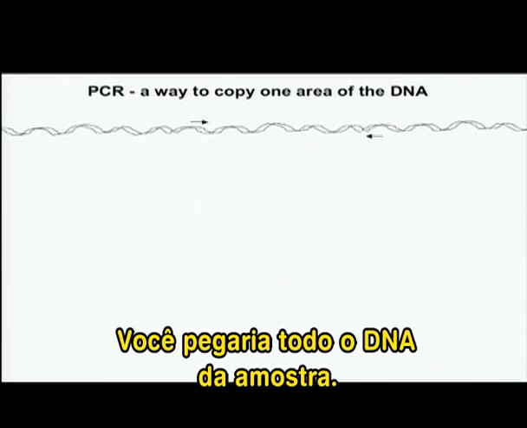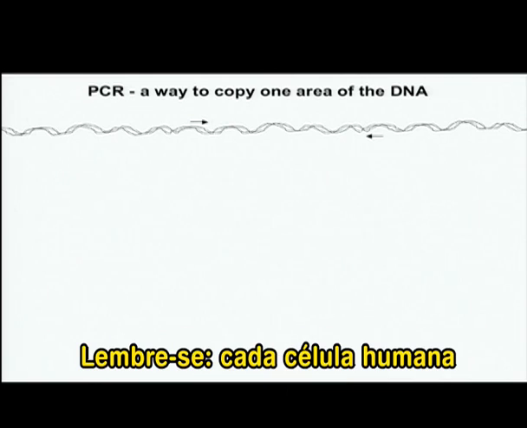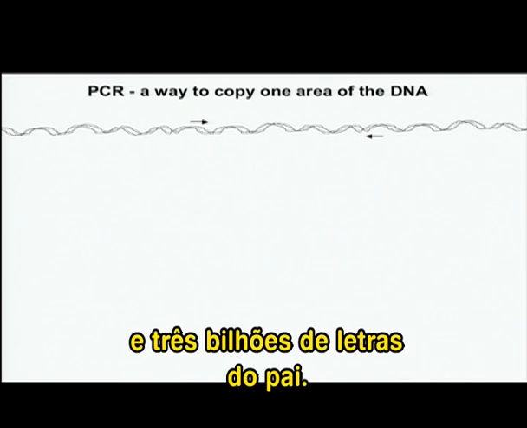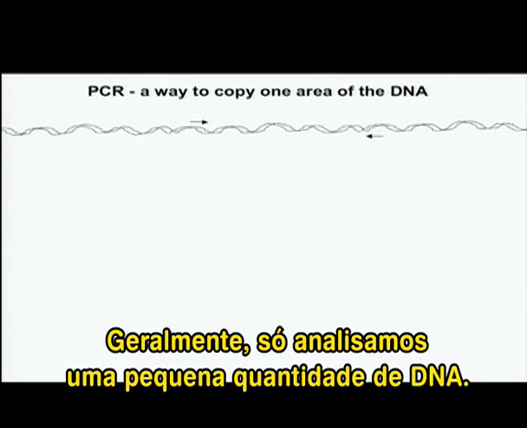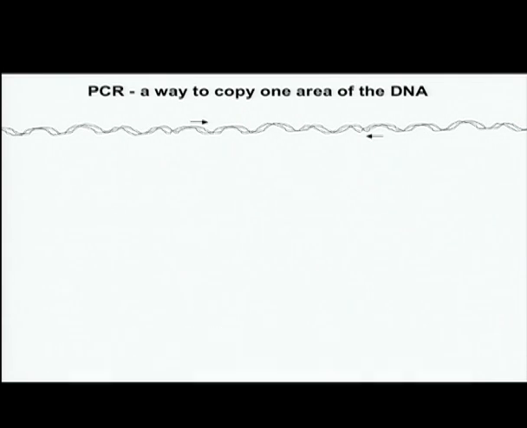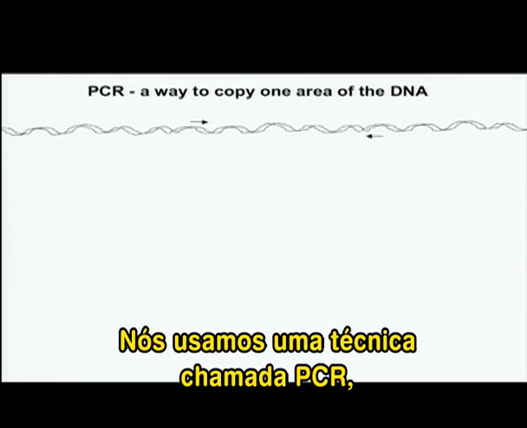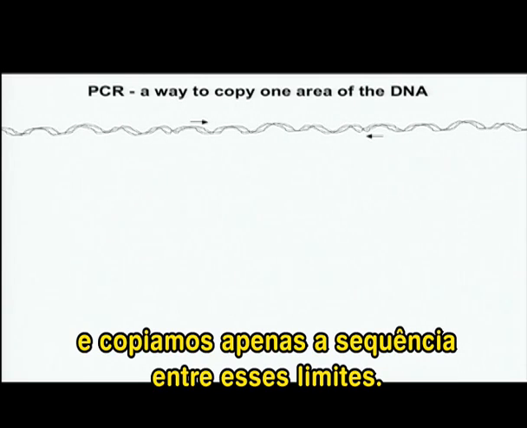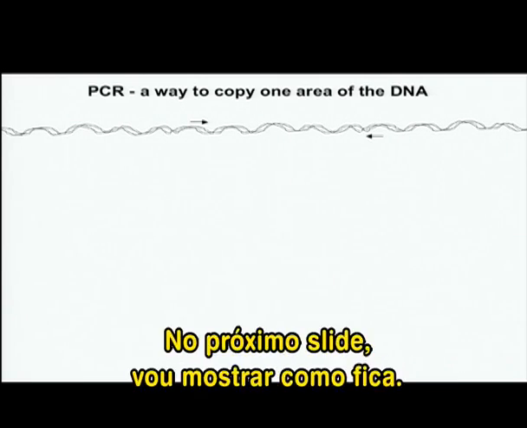What you would do is you would take all the DNA in the sample, which remember, every human cell has 3 billion letters from their mom, 3 billion letters from the dad. And we're only usually analyzing a very small amount of that DNA. So what we do is we use a technique called PCR, where we pick a left and right boundary of the DNA, and we copy only the segment in between those boundaries. So on my next slide, I'll show you what that looks like.